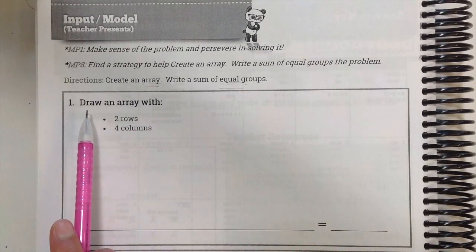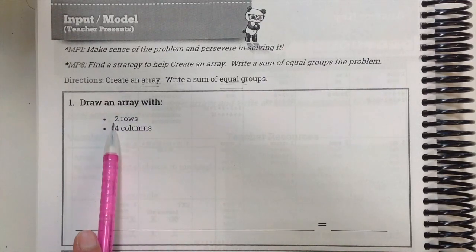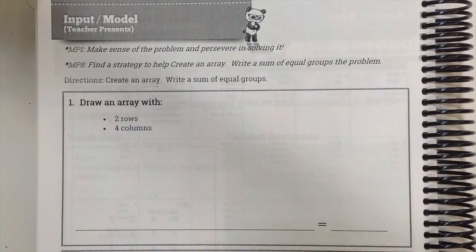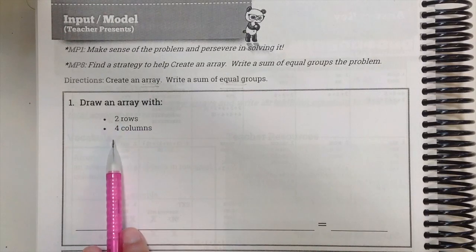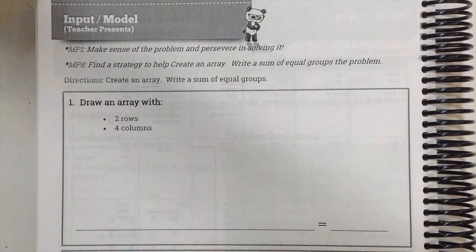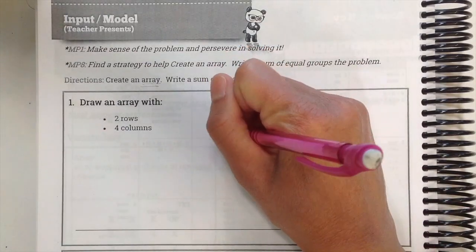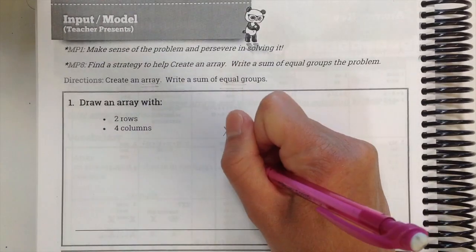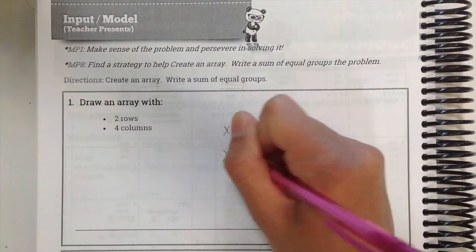So I'm going to read the specific question for number 1. It says, draw an array with 2 rows and 4 columns. So I'm going to choose a shape. It can be any shape that I want, and I'm going to use that to make my array. So 2 rows, 4 columns. Just because it lists rows first, I'm going to start with that. So I'm going to go actually with a letter today. I'm going to go with the letter X. So 1 X and 2 X's.